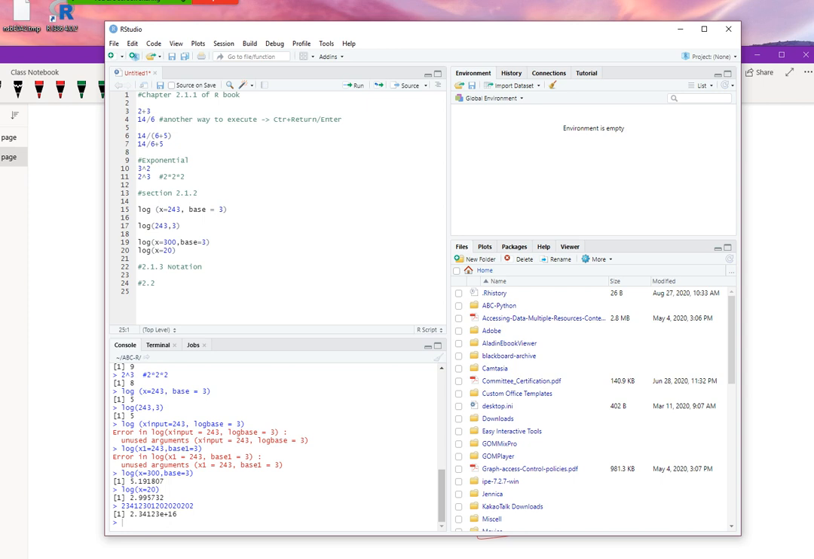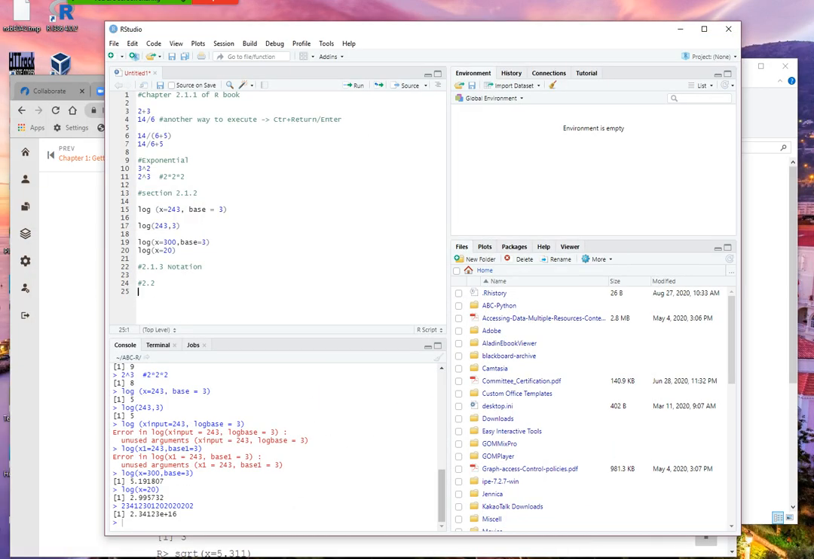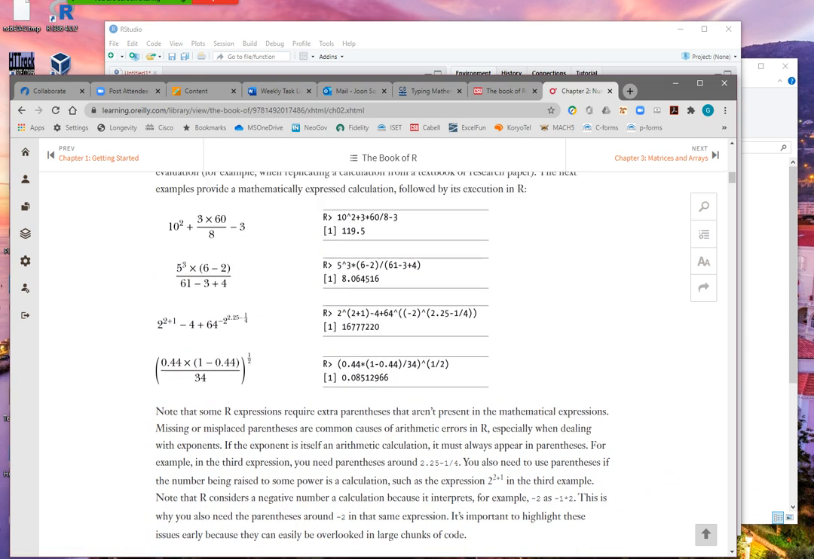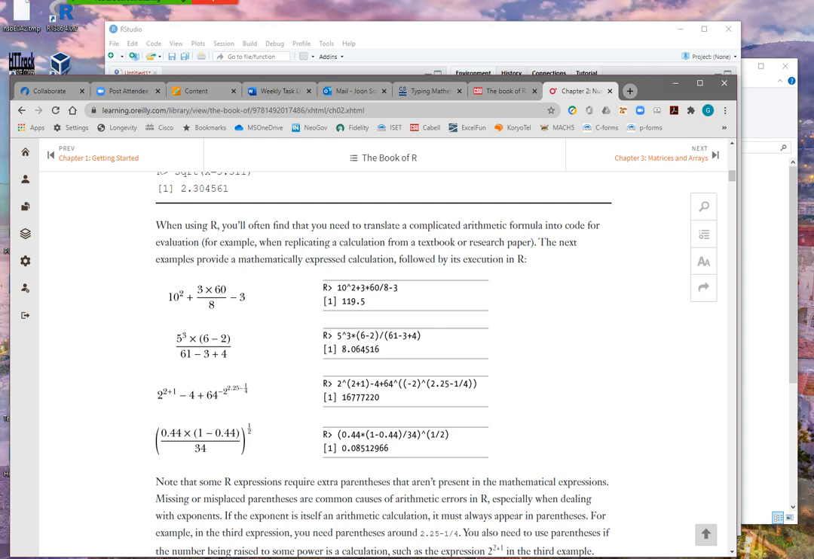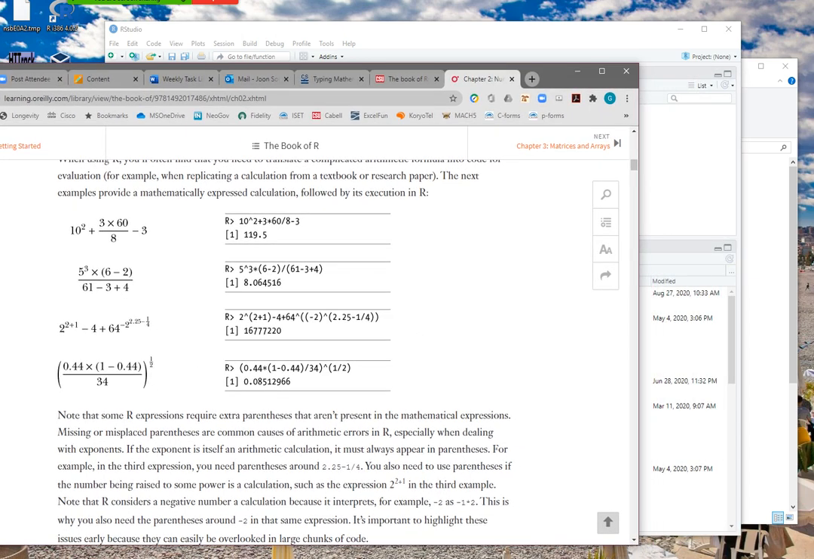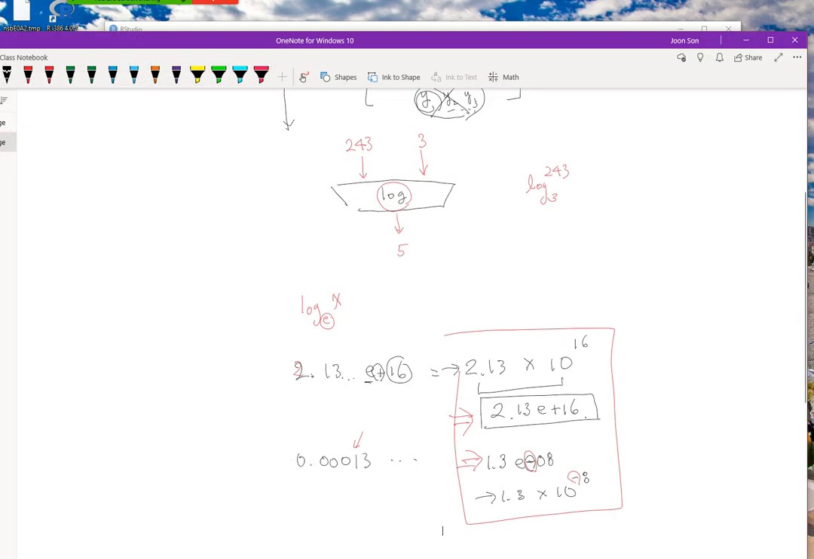Let me show you the book one more time. Section 2.2, let's see. Oh, you know what? I forgot to review this equation. I think it's important to go over, so let's first talk about this notation. I forgot to go over this.